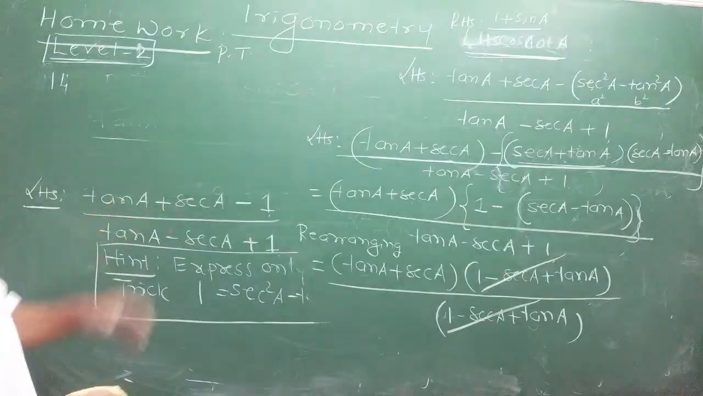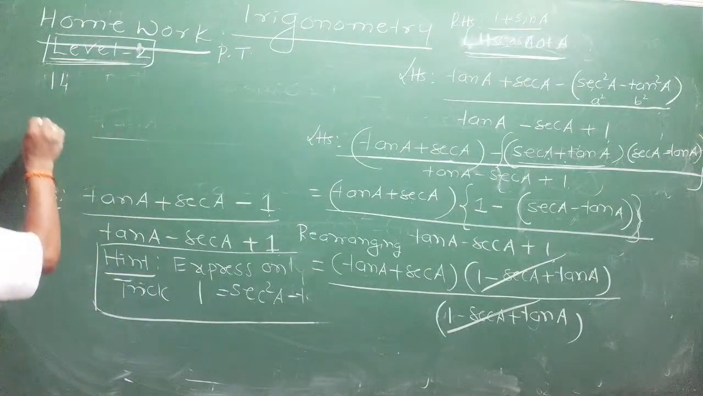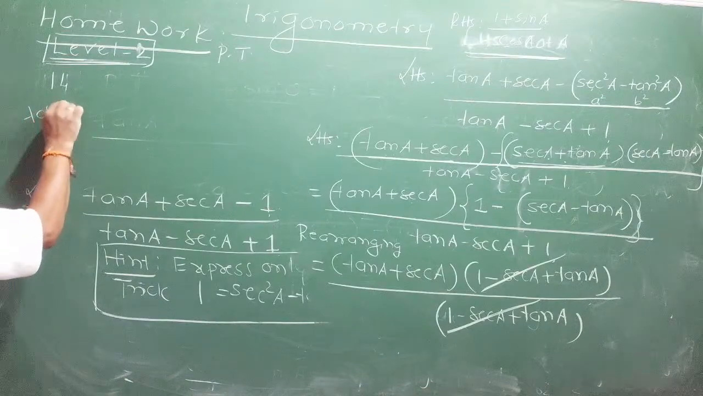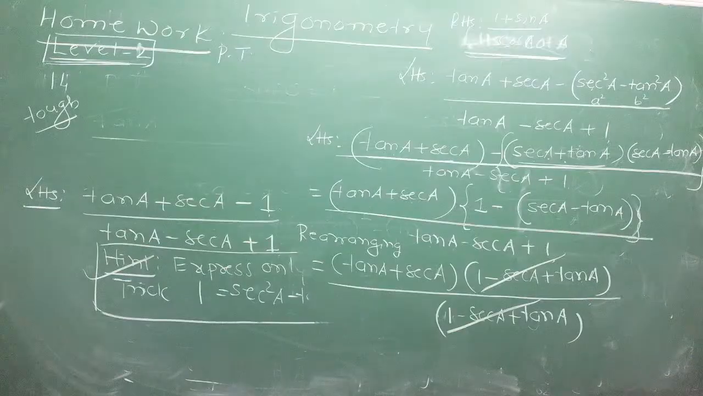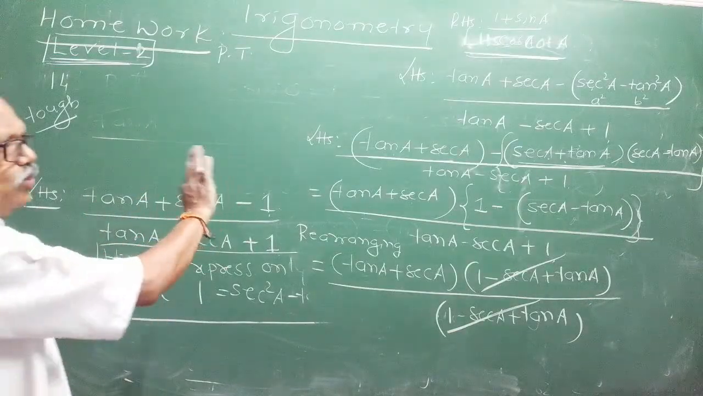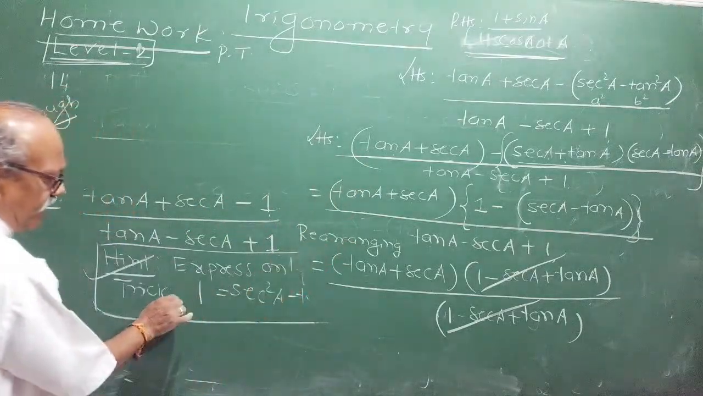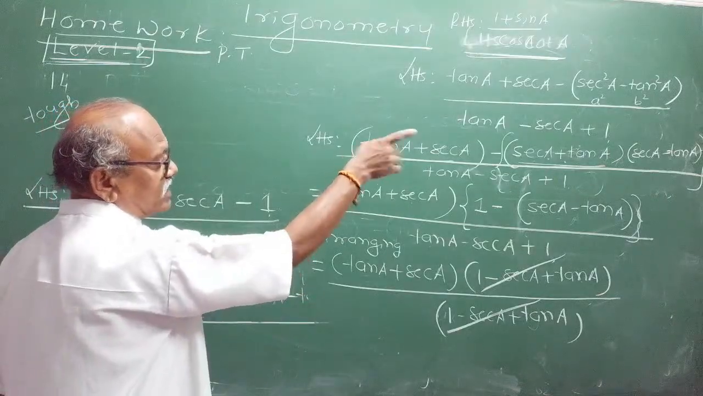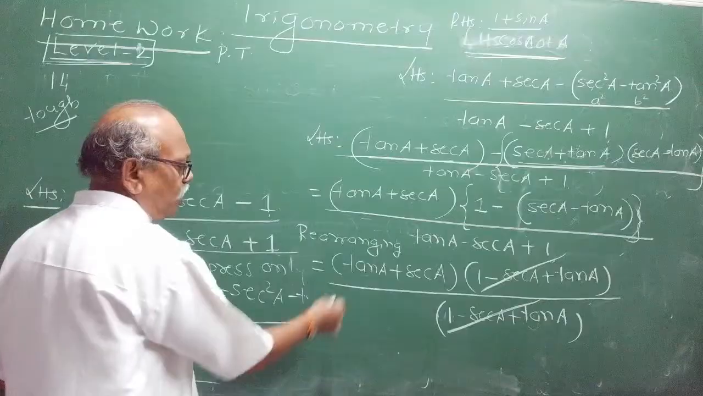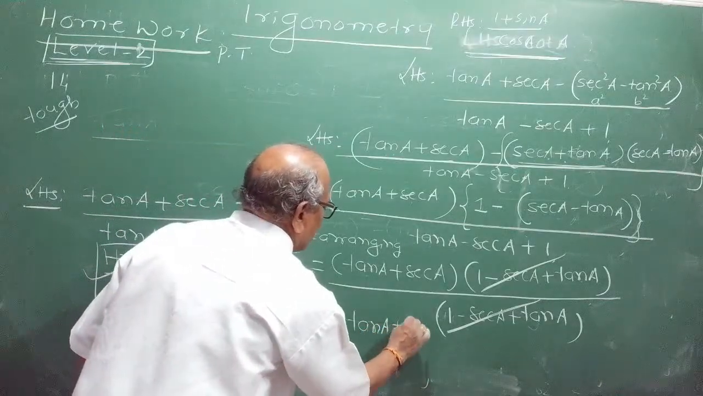Not an easy question for the first time. Not easy, therefore level 2 questions. A little bit tough for beginners. If you understand this trick, you can learn it easily. I can understand that for the first time nobody can solve this. But after understanding and applying the trick, only in the numerator, the 1 you wrote as sec square A minus tan square A. Now you are left with what? Tan A plus sec A.